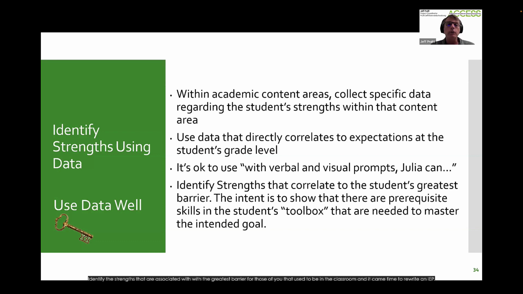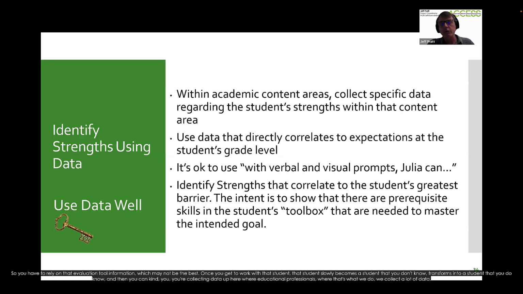For those of you that used to be in the classroom and it came time to rewrite an IEP, there are only 2 types of students that you're ever going to work with, and those are students that you know and students that you don't know. So if you are working with an initial placement, a fresh eval, that is a student that you don't know. So you have to rely on that evaluation tool information, which may not be the best. Once you get to work with that student, a student that you don't know transforms into a student that you do know. And then you're collecting data.